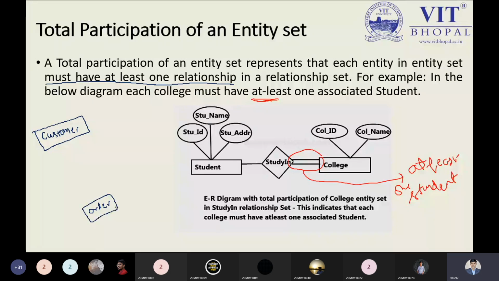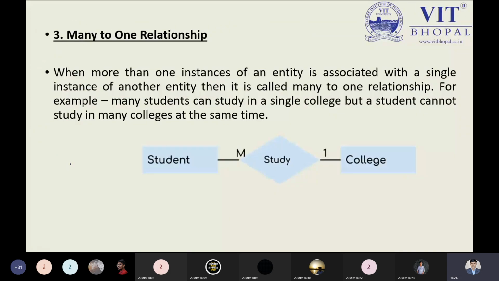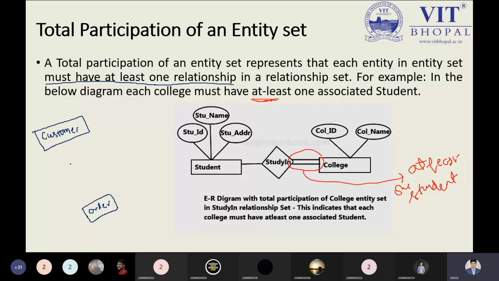Based on the same example, we are taking the placed relationship, where you are placing an order. I'm not writing here one to many or many to one or one to one. It is not required here. As a customer, I may place many orders or one order. It's my choice.